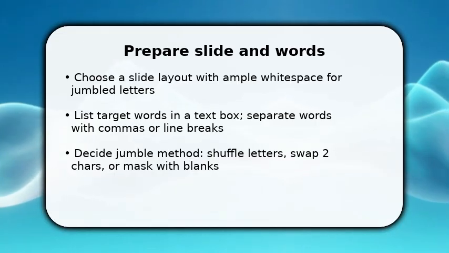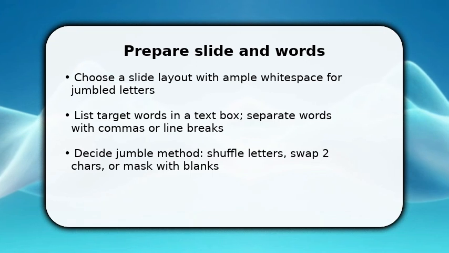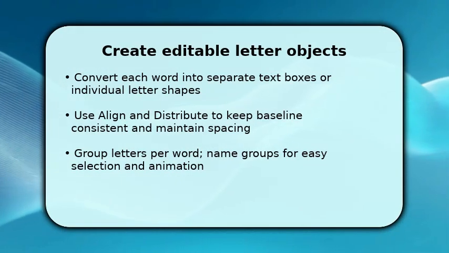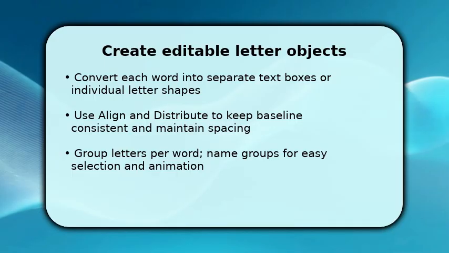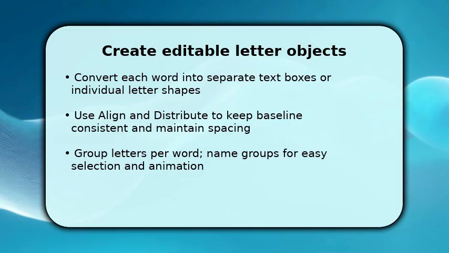Now select the text box, so you're ready to convert each word into separate editable objects for precise control. You now split words into editable objects so you can animate letters independently. Ungroup text by copying a word into individual text boxes or convert to shapes and ungroup. This gives one object per letter.